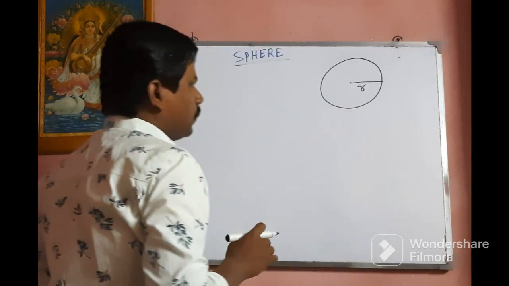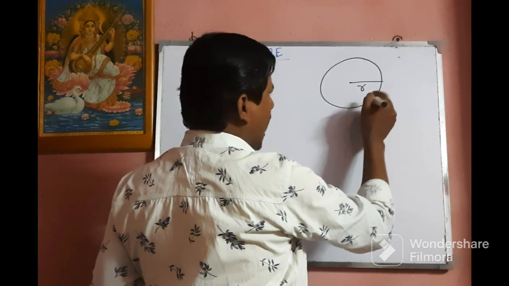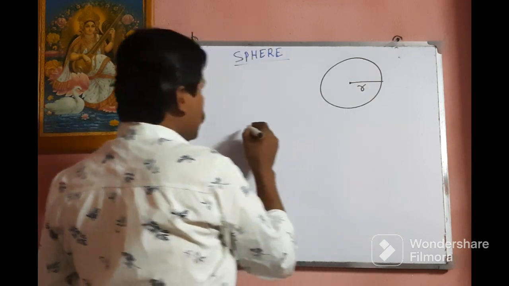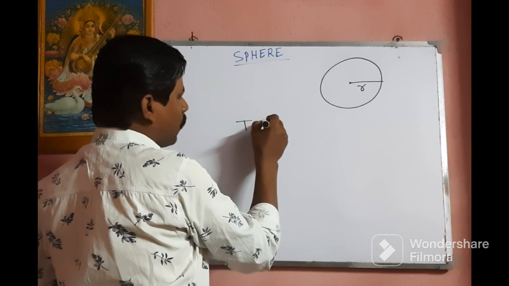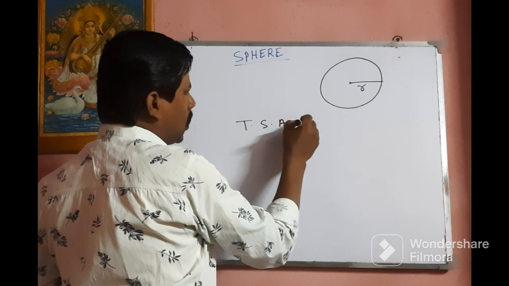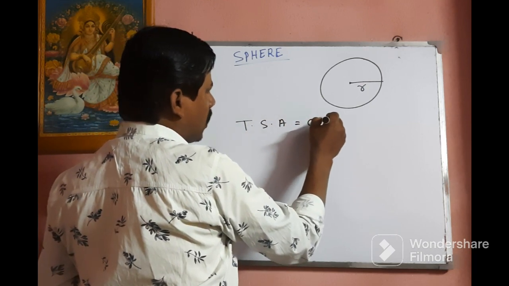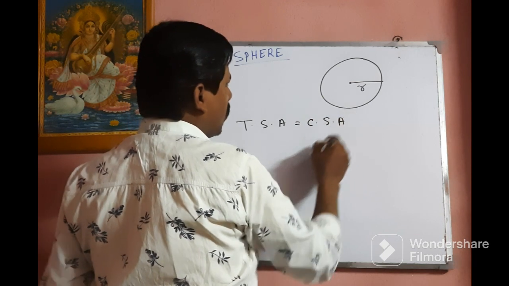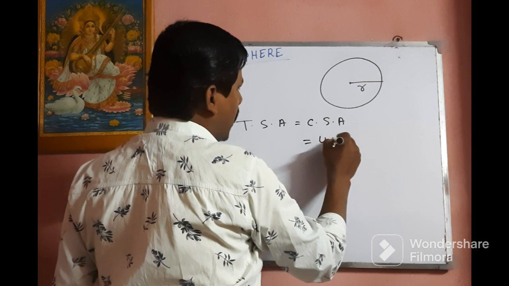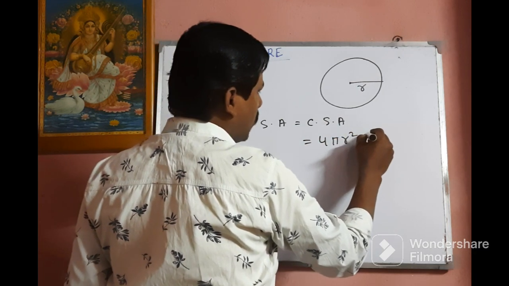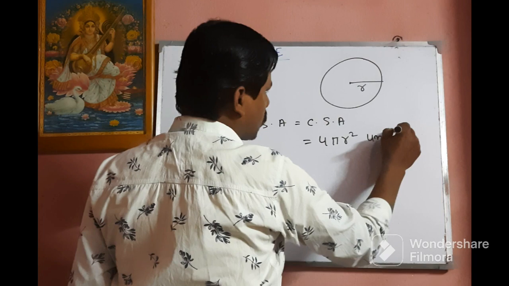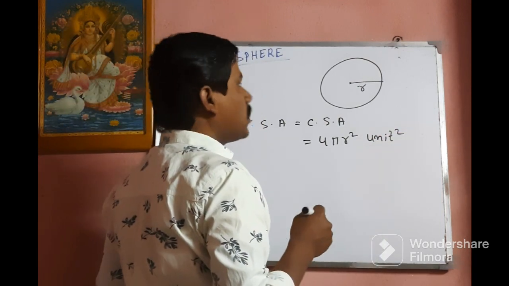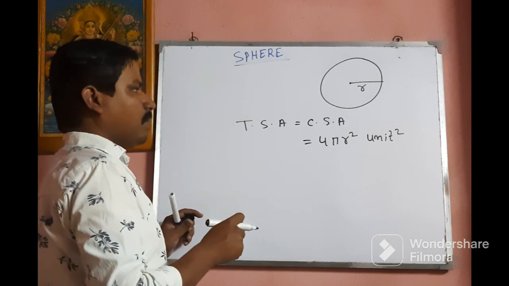Now, this is the sphere and this is the radius of the sphere. Now the total surface area or curved surface area is equal to 4 pi r square, and this will be the unit square. Total surface area and curved surface area for the sphere is the same.